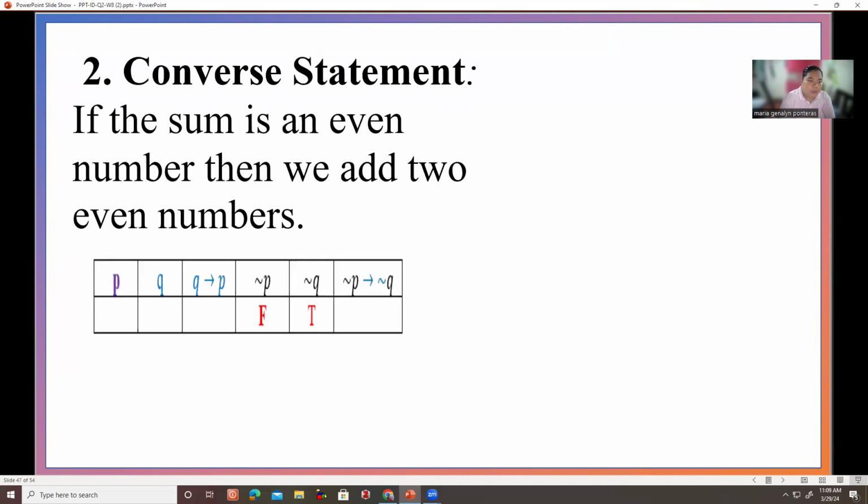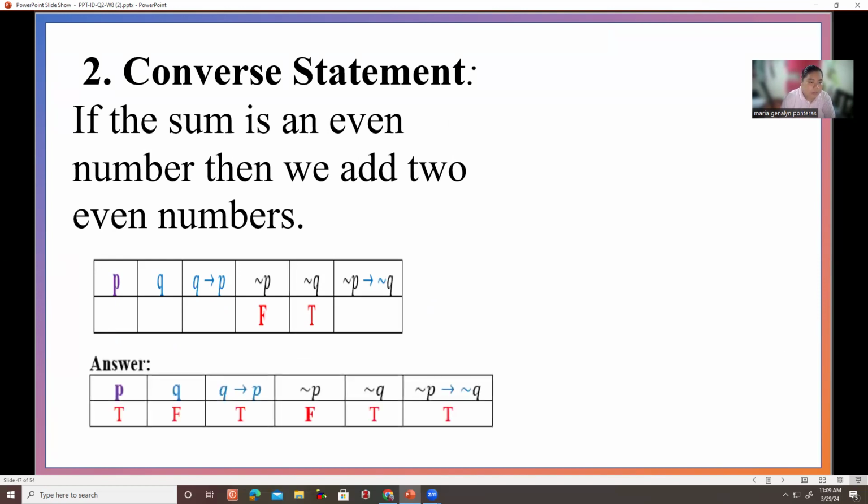The converse statement: if the sum is an even number, then we add two even numbers. So if not P is false, not Q is true, what will be the other logical equivalence of the other statement? Not P is false, so P is true. Not Q is true, so Q is false. So Q implies P, Q will become the hypothesis and P will become the conclusion. So false going to true, Q implies P is true. Not P implies not Q, that's also true.